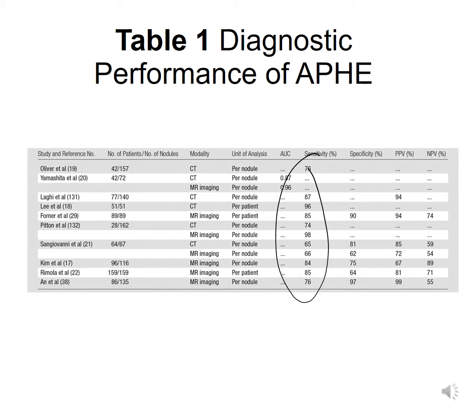Other lesions such as hemangiomas, dysplastic nodules, and non-HCC malignant lesions such as intrahepatic cholangiocarcinoma can also have this feature. And for this reason, the positive predictive value of arterial phase hyperenhancement is not sufficient for it to be the sole diagnostic imaging criteria for HCC. So you have to combine this with washout, which increases the specificity for the diagnosis of HCC.